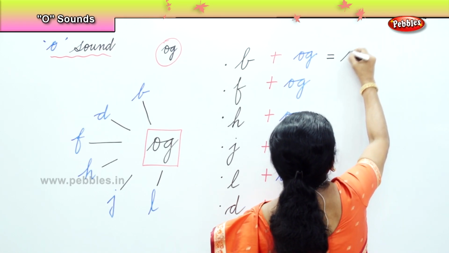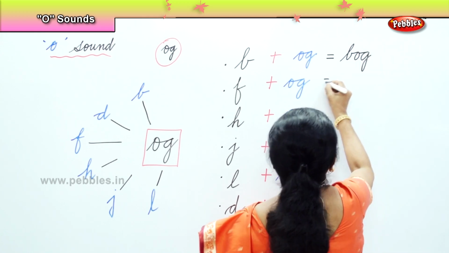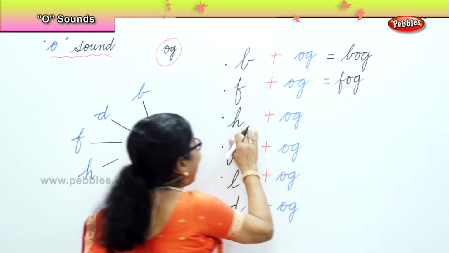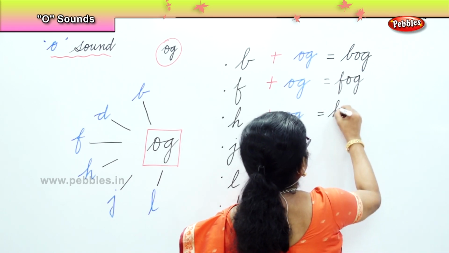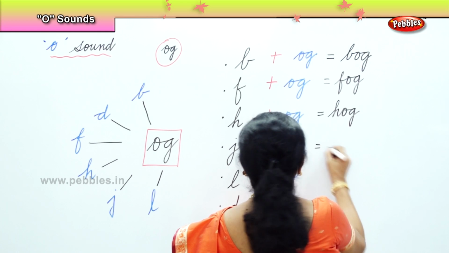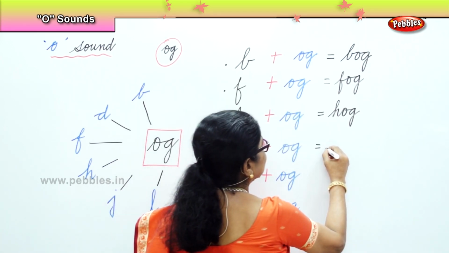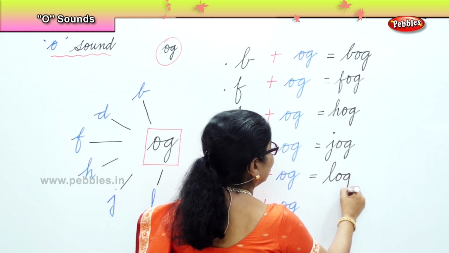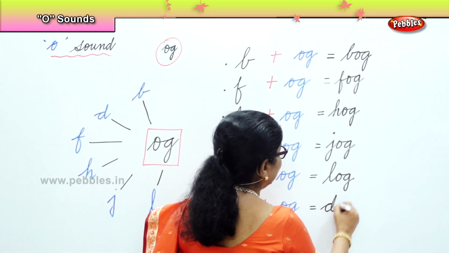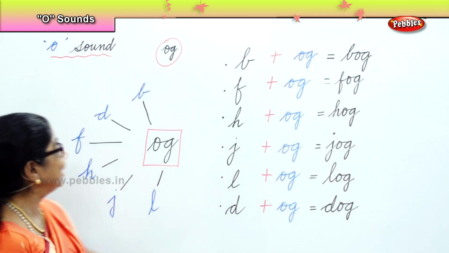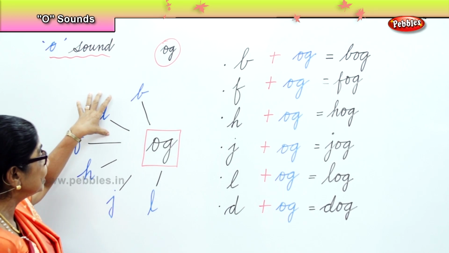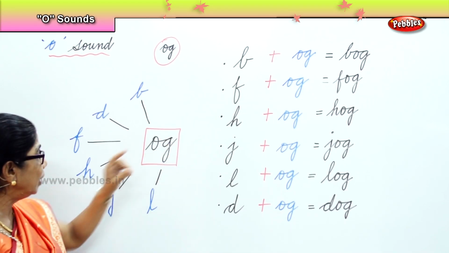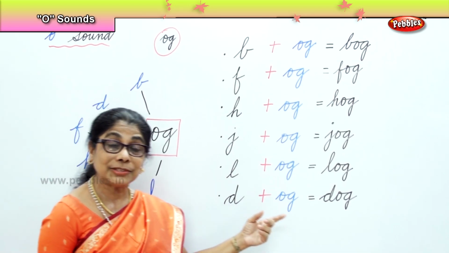So, b plus og, bog. Good. F plus og, fog. H plus og, hog. You hog. You eat greedily, you will say, oh, look at the one, hogging. Jog. J plus og, jog. L plus og, log of wood. Finally, d plus og, dog. See? B plus og, bog. D plus og, dog. F plus og, fog. H plus og, hog. J plus og, jog. L plus og, log.